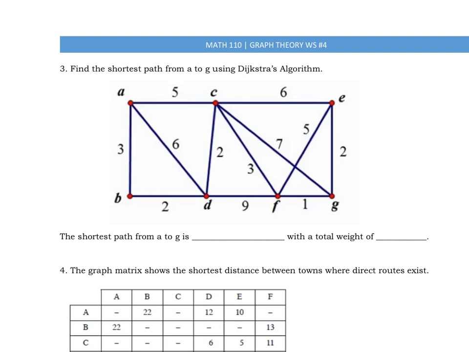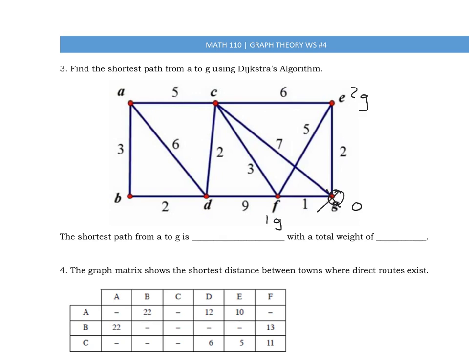Okay, so to continue on, find the shortest path from A to G using Dijkstra's algorithm. So again, our G is going to get the 0. And so going from G to E, I've got 2. I came from G. G to F, I've got 1. I came from G, and G is now visited.